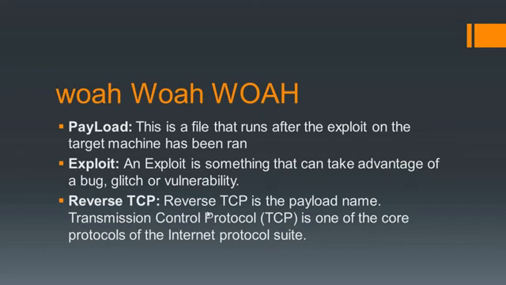A payload is a file that runs after the exploit on the target machine has been run. So when we have established a connection, our payload, which is going to be reverse TCP, will run on the machine. An exploit is something that can be taken advantage of. It can take advantage of a bug, a glitch, or a vulnerability. In this case it's the ability to send TCP connections back to other computers using reverse TCP. Now, reverse TCP is the payload name. Transmission Control Protocol, otherwise known as TCP, is one of the core protocols of the Internet Protocol suite.